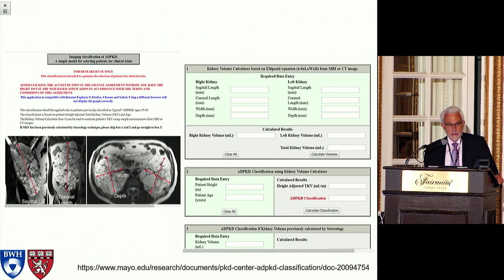So you can Google ADPKD classification, and you come up with this web-based algorithm. The formula for calculating total kidney volume using the ellipsoid technique is shown right over here. You don't actually need the calculator, but it's pi over 6 times length times width times depth from an MRI or a CT image. The calculator is here. You pop in the values, and it comes up with total kidney volume. And then if you enter height and age, it will give you the Mayo imaging classification.